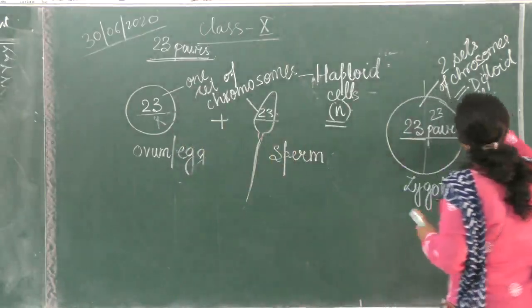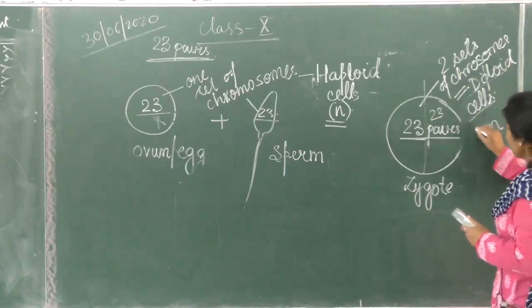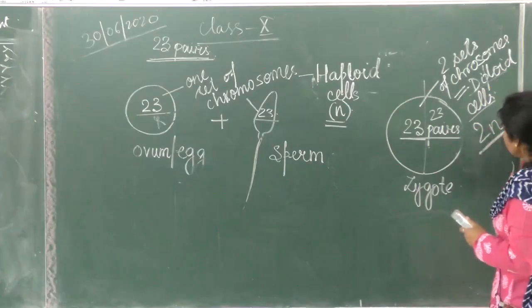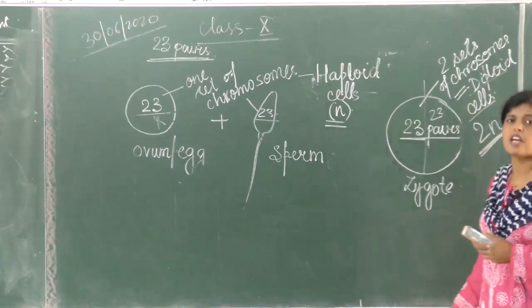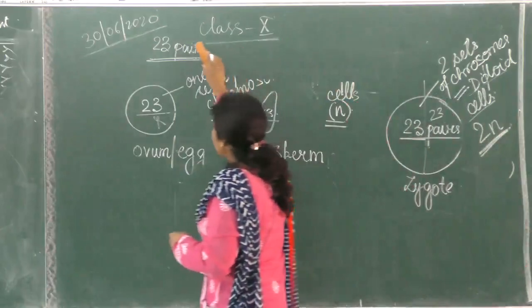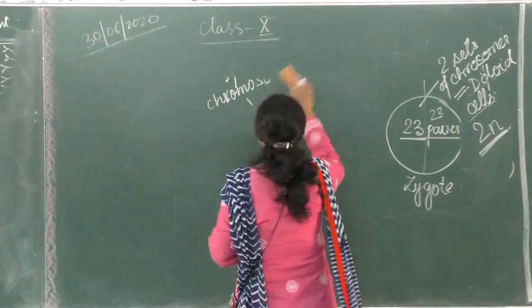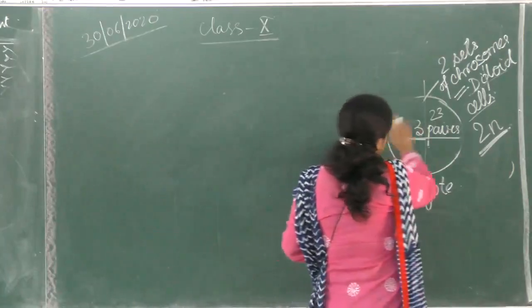So how do we show it? It has 2 sets of chromosomes. How do we show a set of chromosomes? N. It has 2 sets of chromosomes, so diploid cells are shown as 2N. Okay. So here goes. Now we come to the process of meiosis. Is it all right?